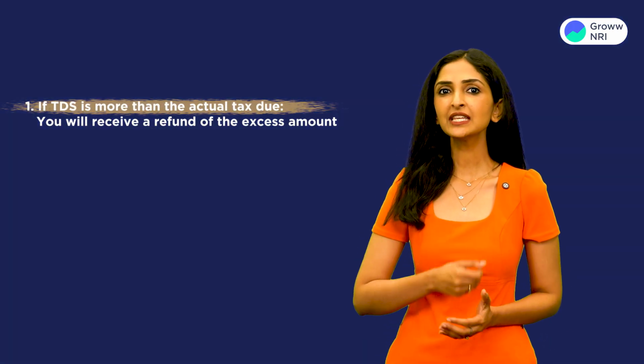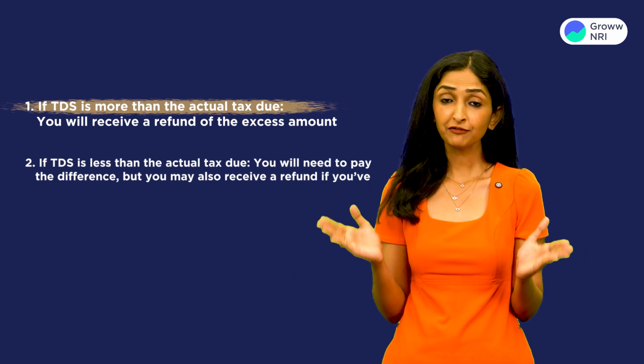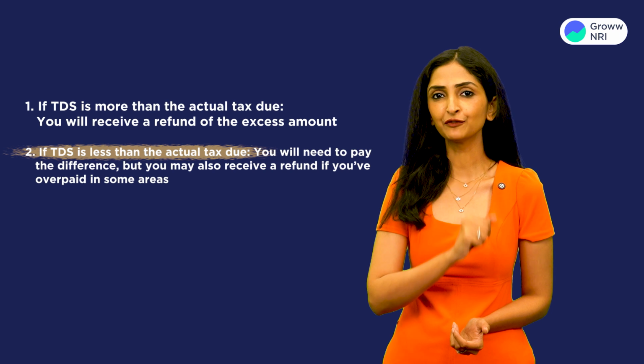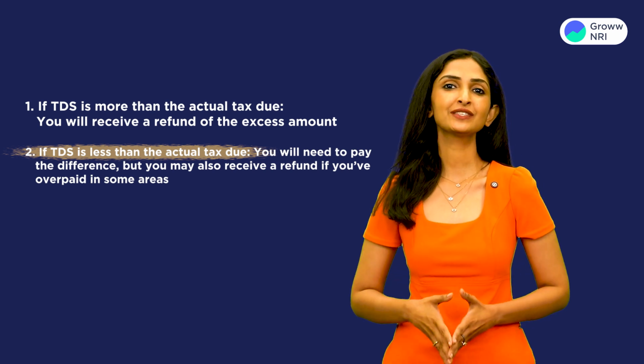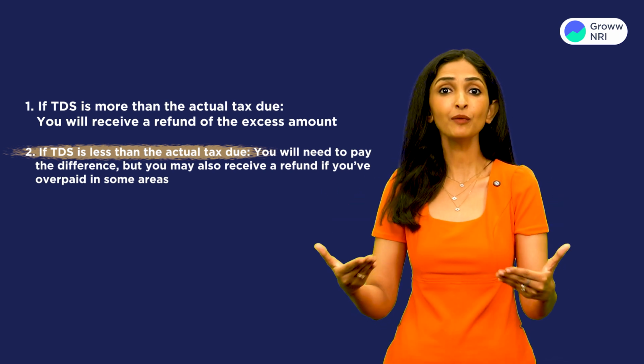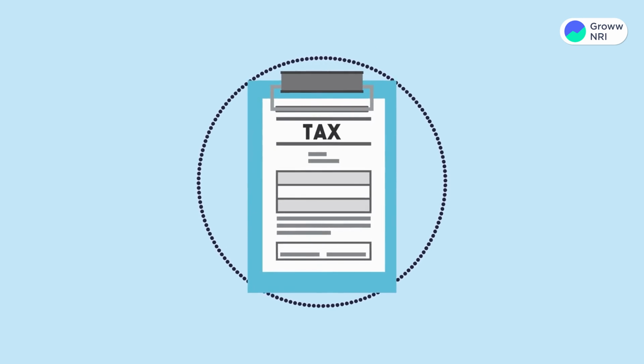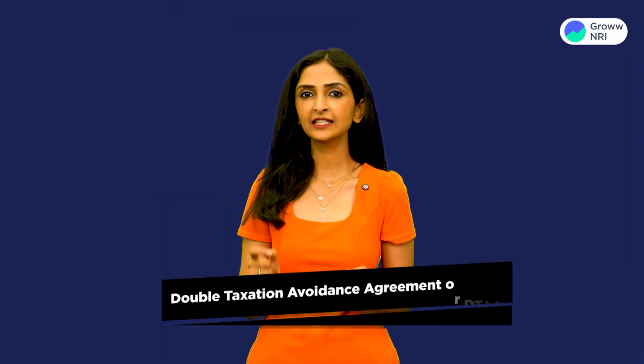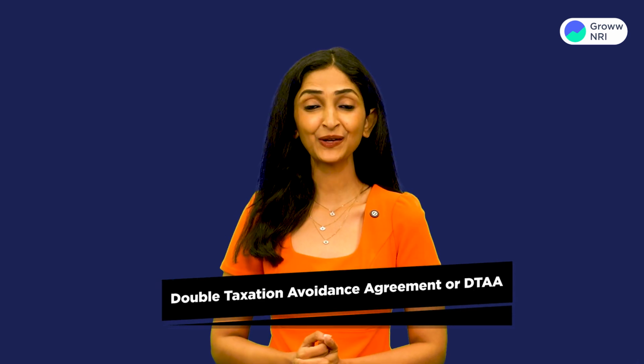If TDS is more than the actual tax due, you will receive a refund of the excess amount. If TDS is less than the actual tax due, you will need to pay the difference. But you may also receive a refund if you've overpaid in some areas. Additionally, you may need to pay tax in your home country as well. However, with the Double Taxation Avoidance Agreement, or as we call it, the DTAA, you can claim a tax credit for taxes paid here in India.